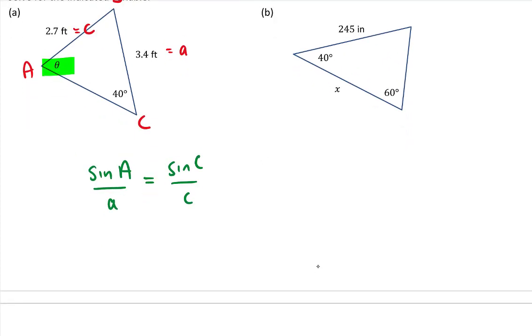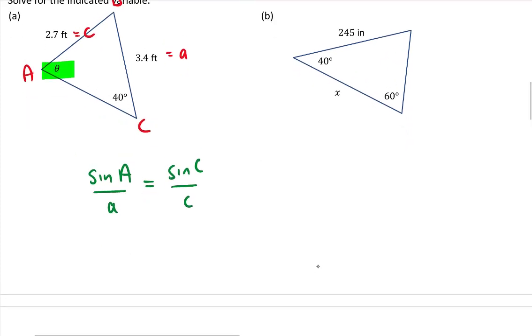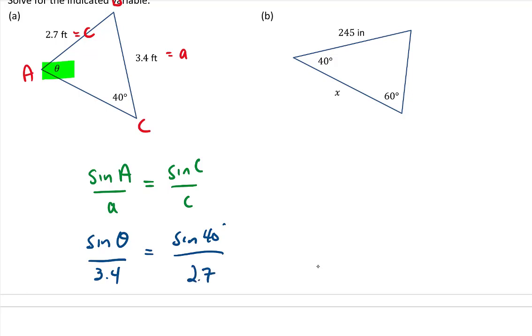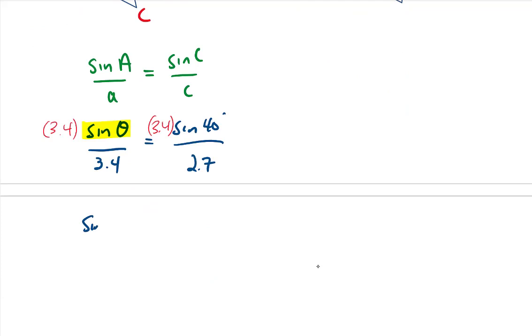So same as before, let's sub in our values. So we have the sine of angle A, which is in this case theta, over 3.4, which equals the sine of 40 degrees divided by 2.7. So we have sine theta over 3.4. We want to isolate for this sine theta. So we're going to multiply both sides by 3.4. And I get sine theta is equal to 3.4 sine of 40 over 2.7, because these cancel out.